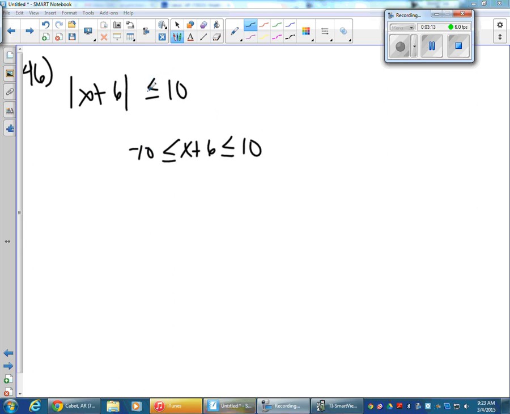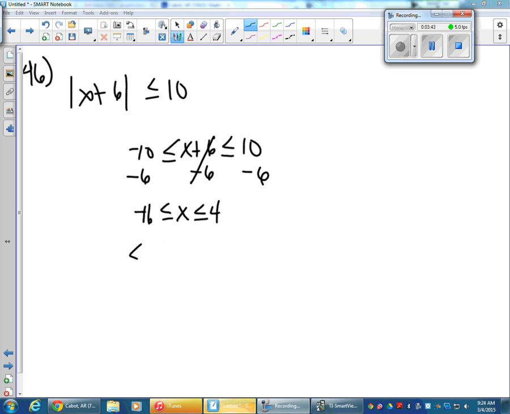Whenever you have a less than symbol, what's inside the absolute value goes between the negative value and the positive value. Then I've got to solve for x, so I've got to isolate x. It says x plus 6, so to get rid of that, I've got to subtract 6, but I also have to subtract 6 here and here. So my answer is -16 is less than or equal to x is less than or equal to 4.